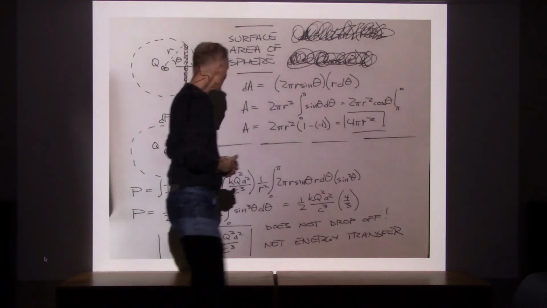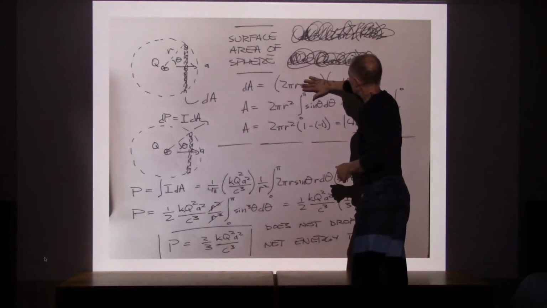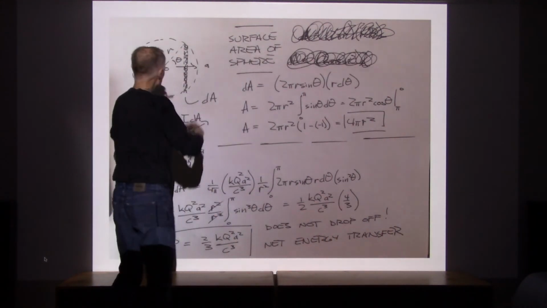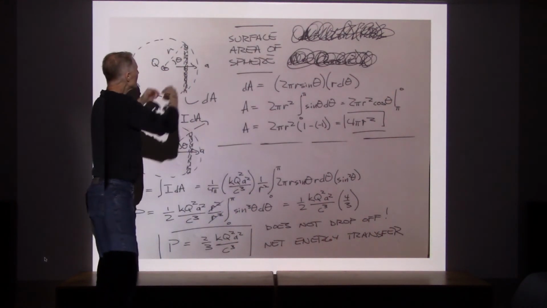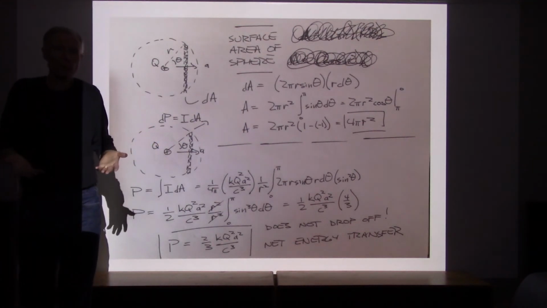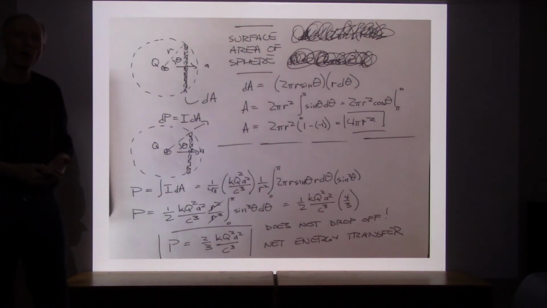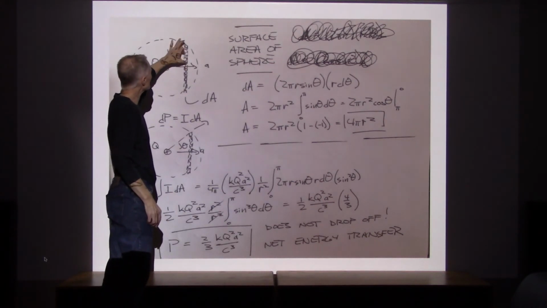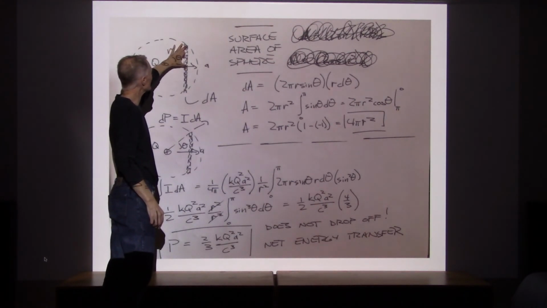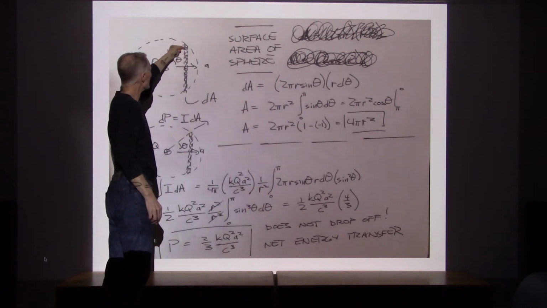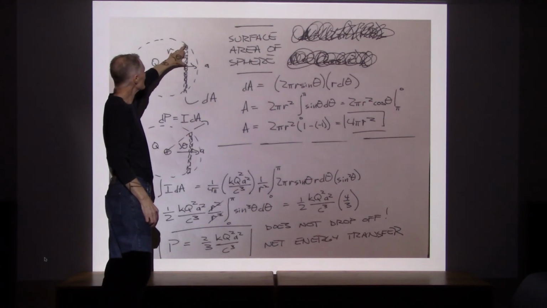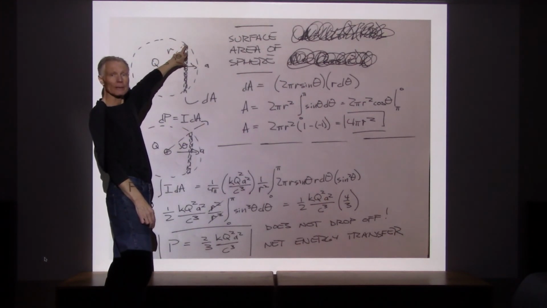Now, the circumference of a circle is 2 pi r, but not all of these rings have the same r. In fact, all the rings have different values of r to them. R is the distance from the center out to here, but what I want is the r value of the ring, and so it's this distance.